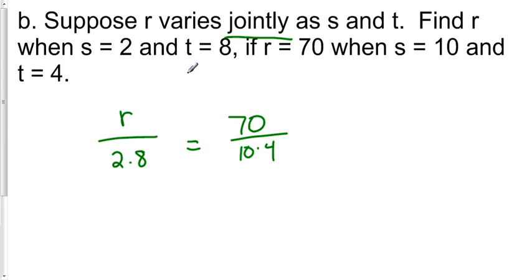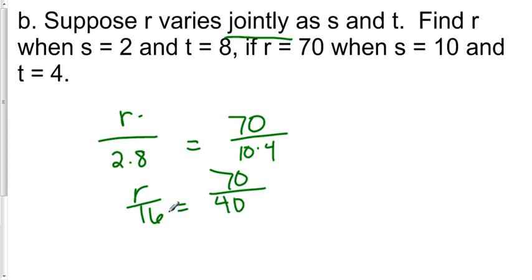Now, how did I know that r should be the y value, the one in the numerator? It kind of starts up here. Suppose that r is the one that varies jointly as s and t. So that means r represents that y value, and s and t represent your x and z. So the proportion we have here is r over 16 equals 70 over 40.